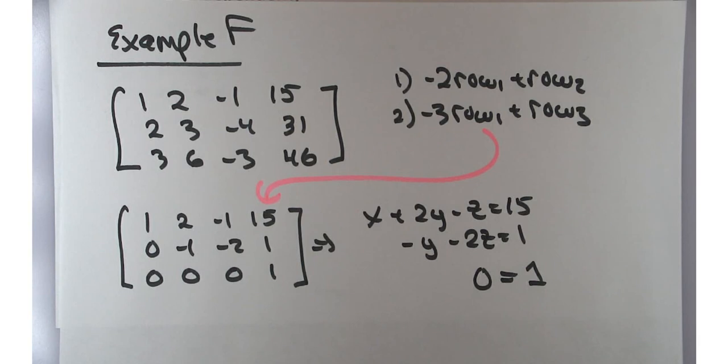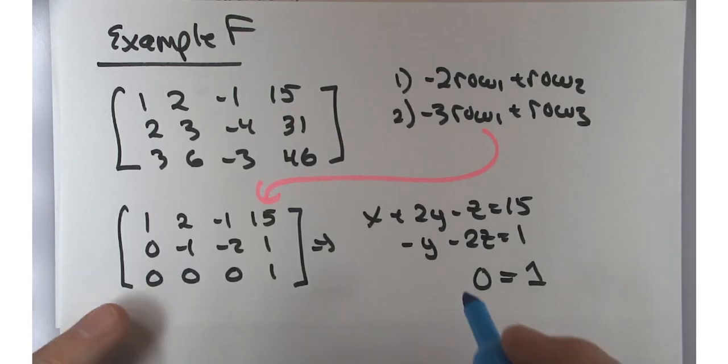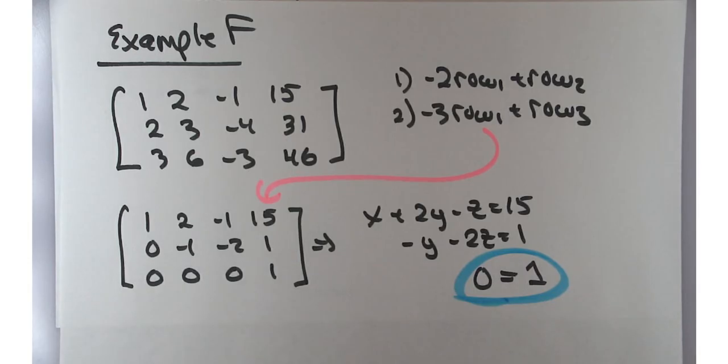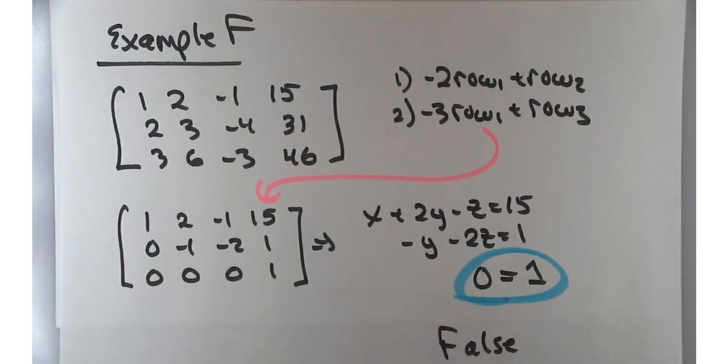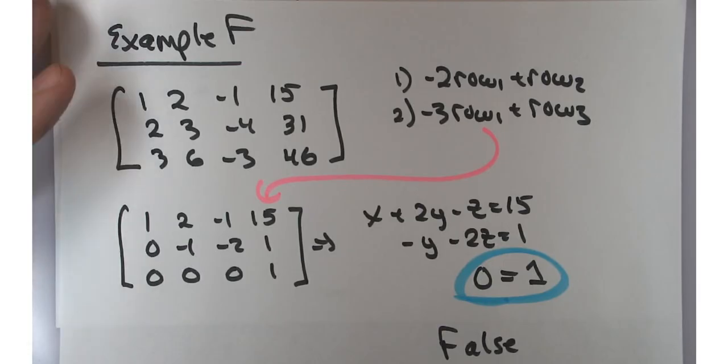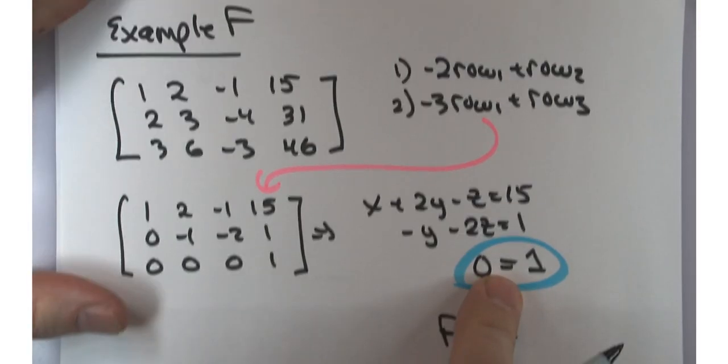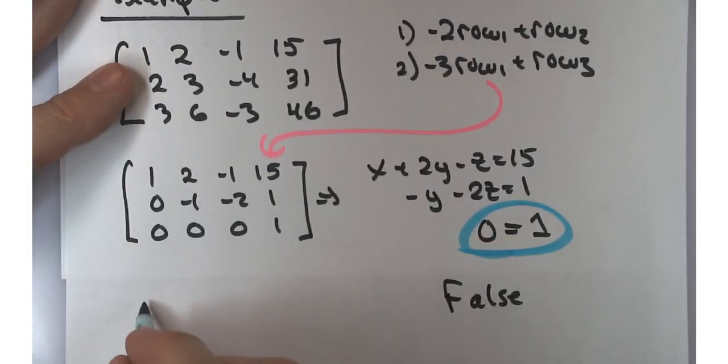I'm thinking something's wrong. That's close. Oh, well done. Thank you. This is false. Notice all the variables dropped out, but you got a false statement. That's telling you that something's wrong, that this system of equations doesn't have a solution. If it doesn't have a solution, what do we call those systems of equations? Inconsistent.